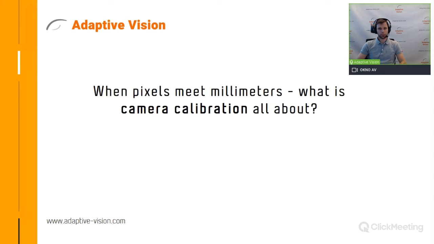During this presentation, I would like to talk with you about the camera calibration. Why do we need it? When do we need it? How we can perform the calibration. And later, in the second part of my presentation, I would like to show you how the calibration process looks inside Adaptive Vision Studio. Okay, let's get started.